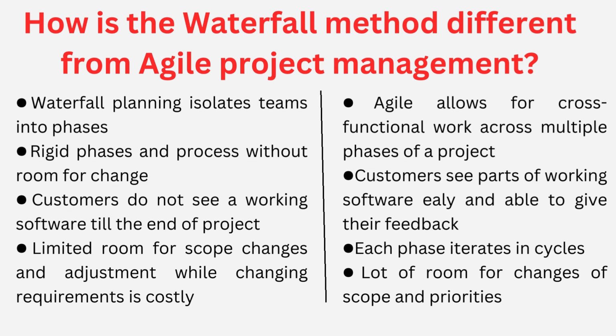Waterfall doesn't allow the customer to see working software till the end of the project. Therefore there's no way to verify that what the developers are building is what the client really wants. On the other hand, in Agile, a working software, a part of the software, is always released and demoed to the client at each iteration.